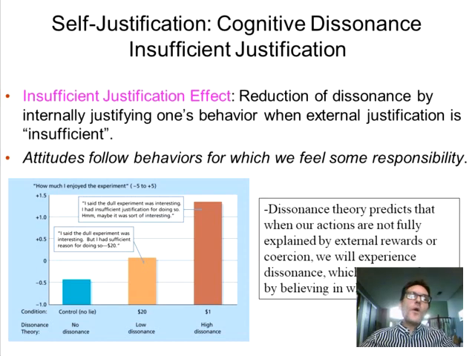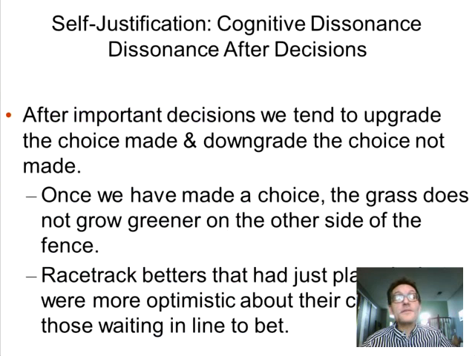Okay? And so what he found was those who were paid only $1 radically changed their attitude about the study. And so he called that the insufficient justification. If you have the state of dissonance and you do not have enough justification to explain the state of dissonance, then you will change the attitude to make it come closer to the behavior. Okay? That's a really classic study.